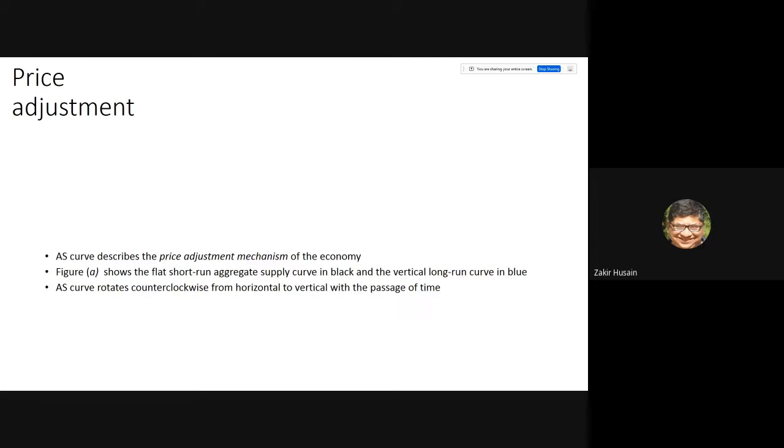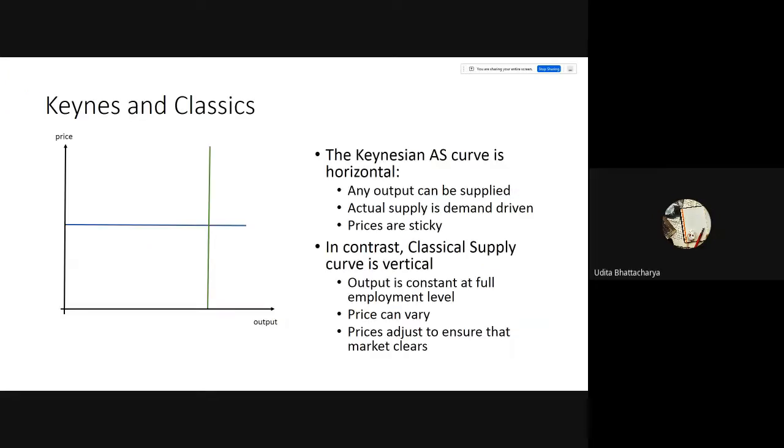Okay. Now, when we come to the price adjustment mechanism, sir, aggregate supply, can you show the previous slide once? Just once. So, the green is the classical and blue is the Keynesian case.